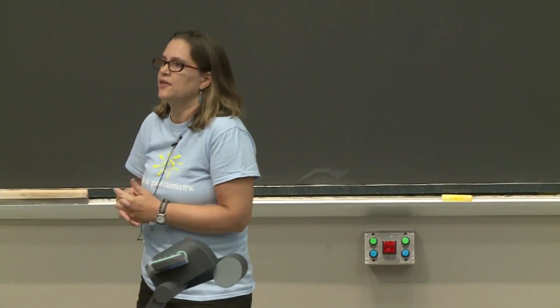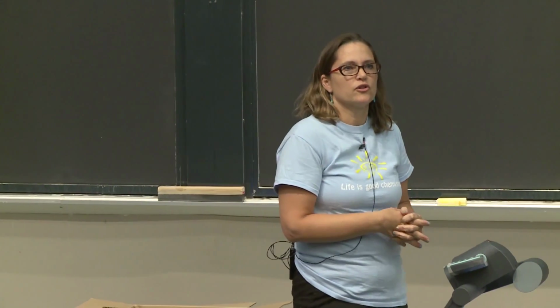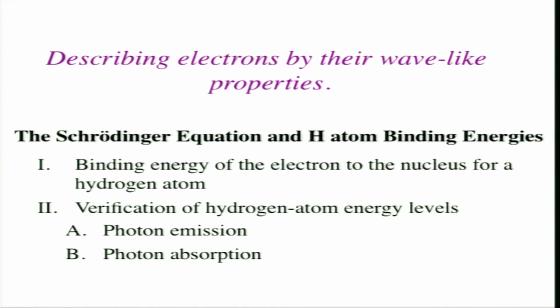Okay, so where are we with things? We ended last time looking at the Schrodinger equation and seeing that it could be solved for a hydrogen atom, giving information about binding energy, the binding of the electron to its nucleus, and also a wave function, which we haven't talked about yet. We're going to continue talking about this binding energy, and then next week we're going to move into wave functions or orbitals.